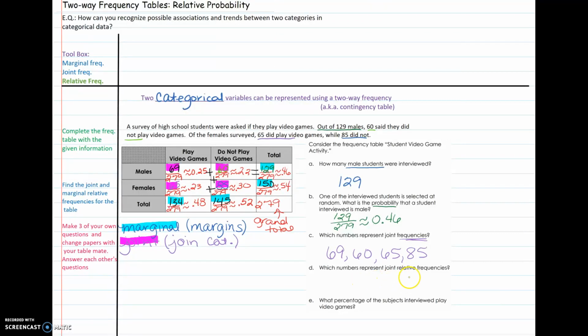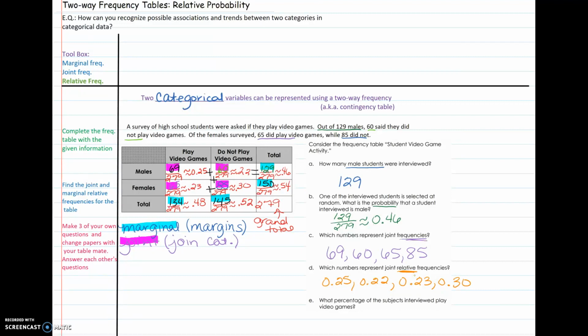So joint relative frequencies, that's that 0.25, that 0.22. The males who do not play video games. Females who play video games, 0.23. Females who do not play video games, 0.30. Those are our joint relative frequencies because they're relative to out of the whole. So relative, as opposed to just a regular frequency.